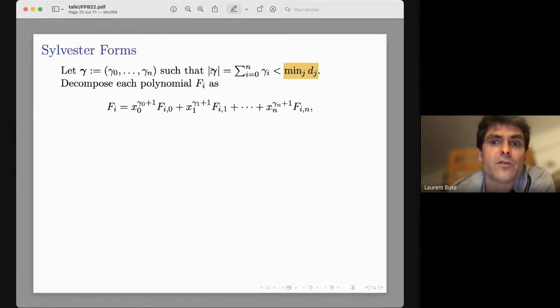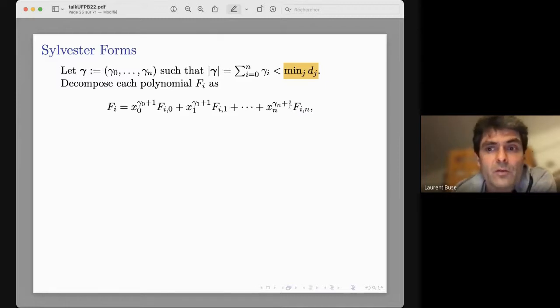Okay, so I still use this notation that the module of gamma is the sum of the gamma i. So assume that you have this for this gamma. Then we will make a decomposition of all the equations Fi. So I start from Fi, and I choose a decomposition where I put x0^(gamma0+1) times a part of the polynomial Fi, plus x1^(gamma1+1) times a part Fi1, and so on. So I choose a decomposition of Fi over these monomials, x0^(gamma0+1), x1^(gamma1+1), xn^(gamma n+1).